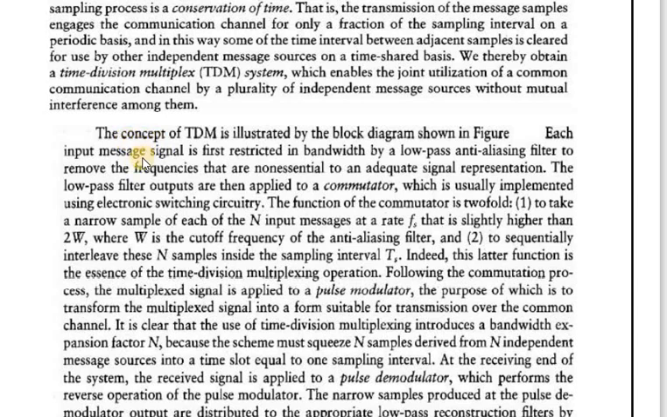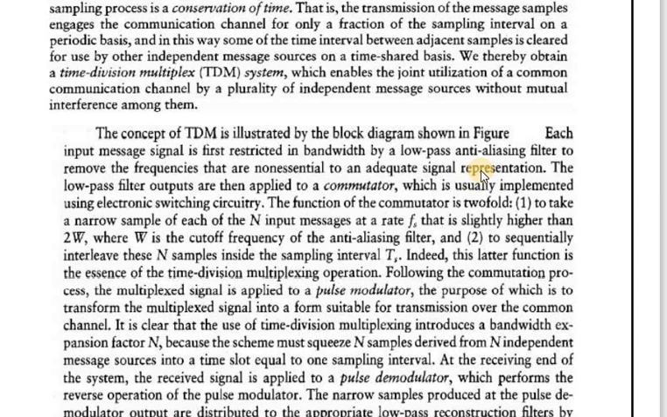Each input message signal is first restricted to a bandwidth by a low pass anti-aliasing filter, so as to remove the frequencies that are non-essential to an adequate signal representation. Now why are we using this low pass filter first? Whenever I am saying, please note it down. First, we have the low pass filter.